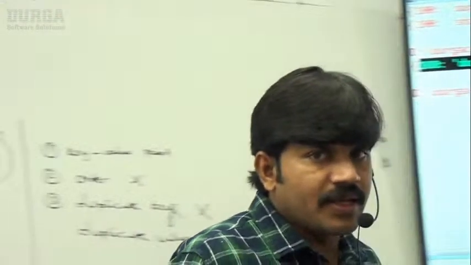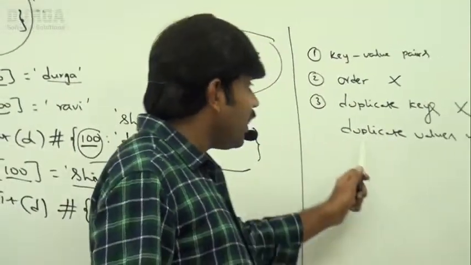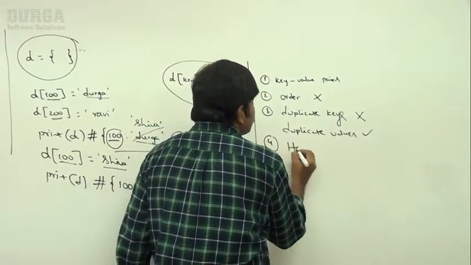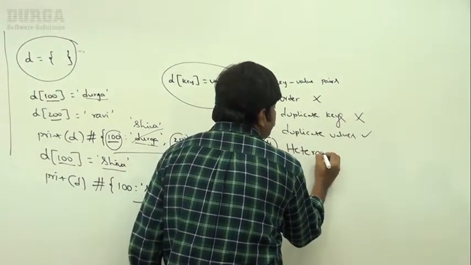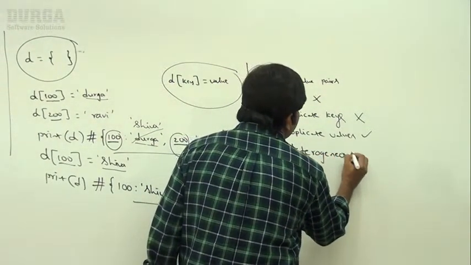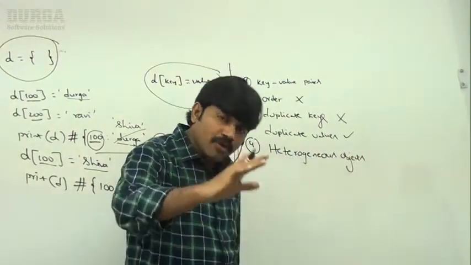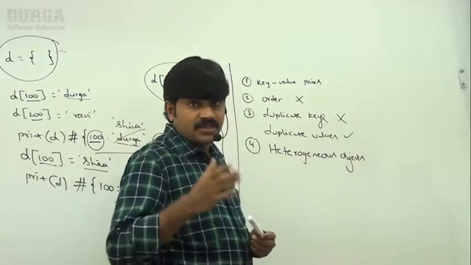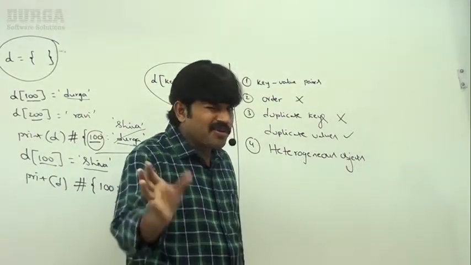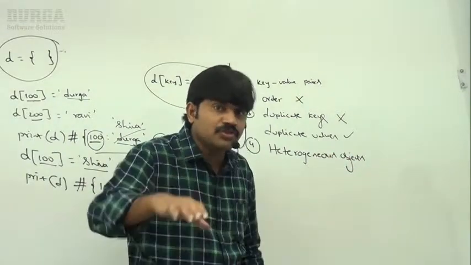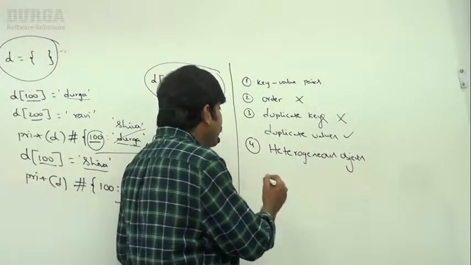So duplicate keys are not allowed. Values can be duplicated, right? Next, heterogeneous objects. Heterogeneous objects means different types of objects are allowed for both keys and values. There is no such terminology that keys should be the same type or values should be the same type. Keys of different types you can take, values of different types you can take, acceptable, right?